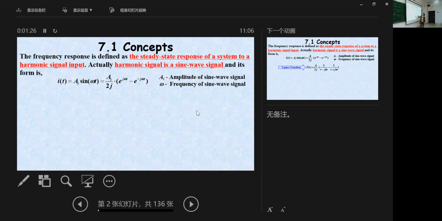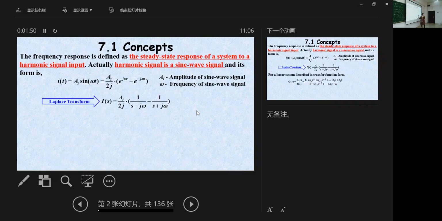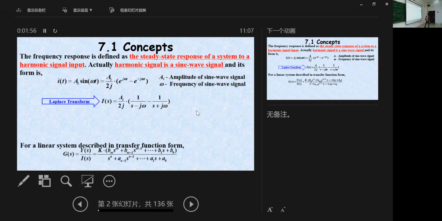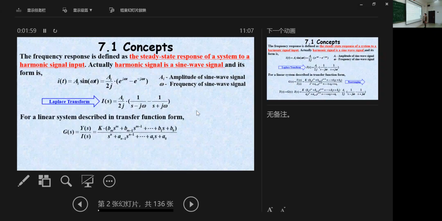And what is the frequency of the sine? Omega is the frequency. And what is the amplitude? The amplitude, right? And we can rewrite it by Euler's formula. Omega is the frequency. Then if we do the Laplace transform, we get the amplitude in this form. So for a linear system, the transfer function in the general form has a numerator and a denominator. This is the transfer function for the whole system. And how is what?